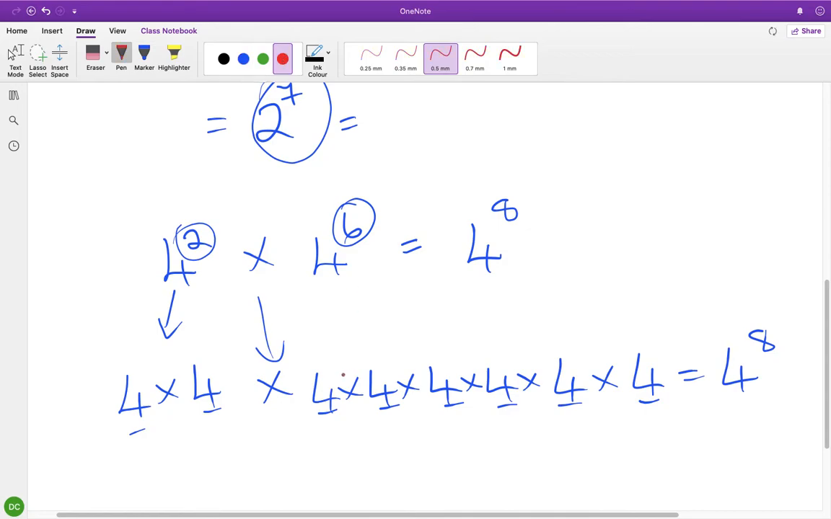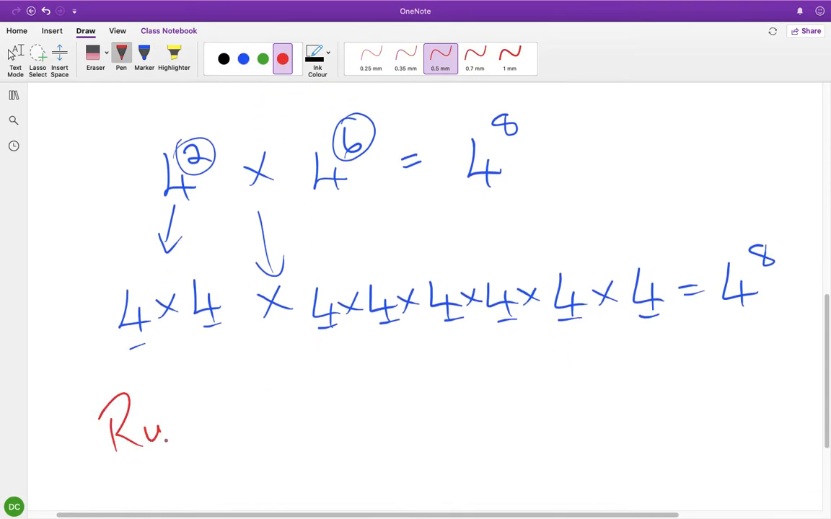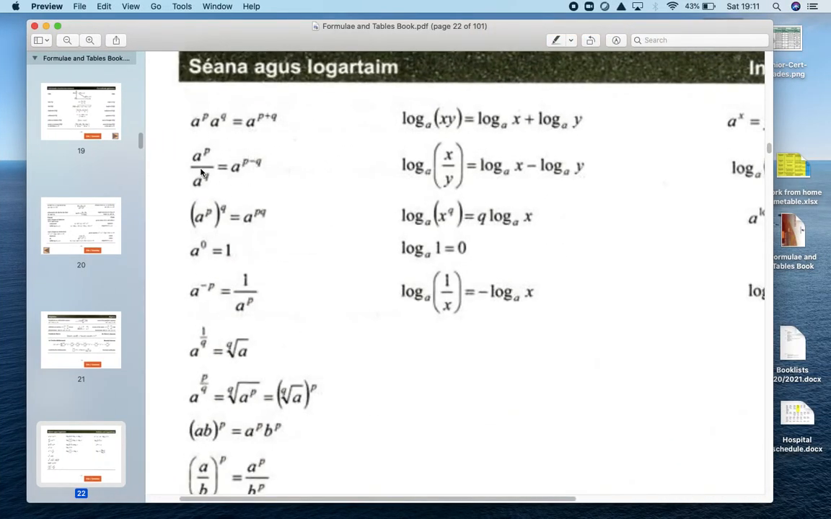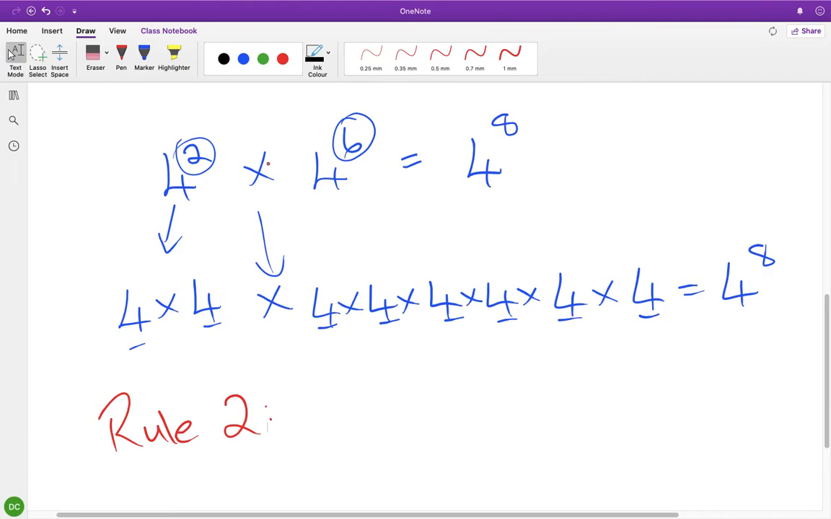I'm going to go on and do the second rule because it's similar. So we go and have a look at what it says in the table book. So here we are, rule number 2. It says a to the p divided by a to the q equals a to the p minus q. So we'll write that down. A to the p divided by a, oh, that looks like a q. Let's delete that, sorry.